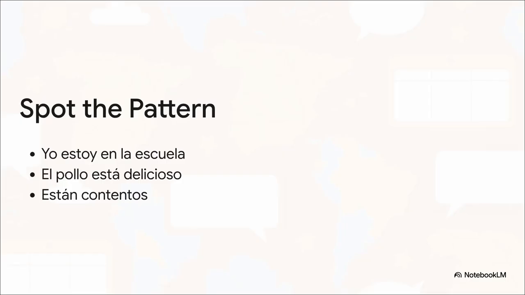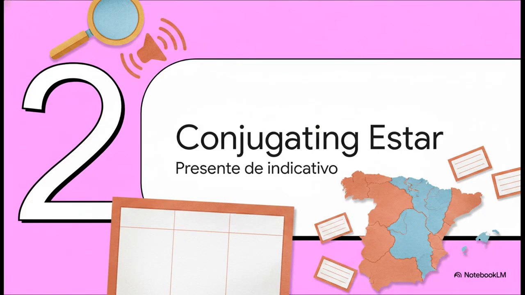Yo estoy en la escuela. I am at school. Or, el pollo está delicioso hoy. The chicken is delicious today. How about, mis amigos están contentos. My friends are happy. And lastly, ¿dónde está el restaurante? Where's the restaurant? Did you catch it? They all use a form of estar, estoy, está, están, to describe where something is physically located or how something feels right now.